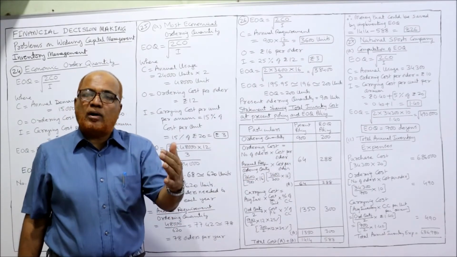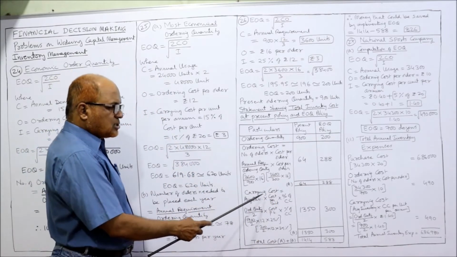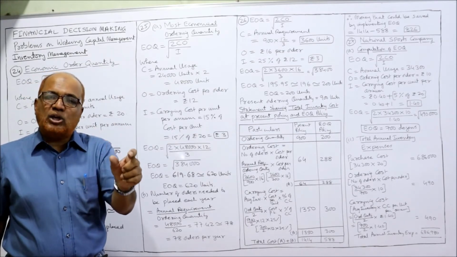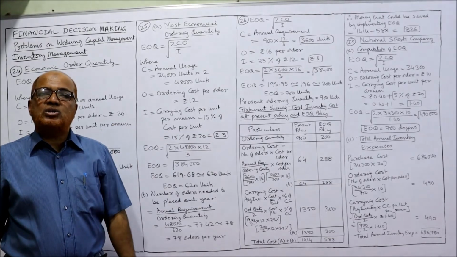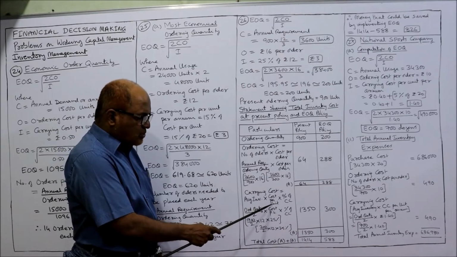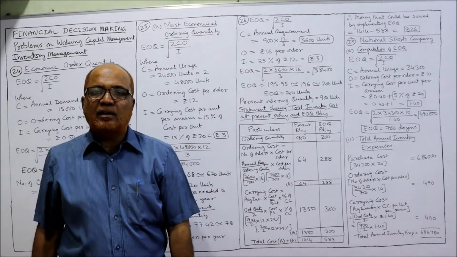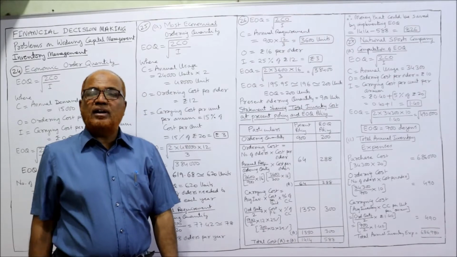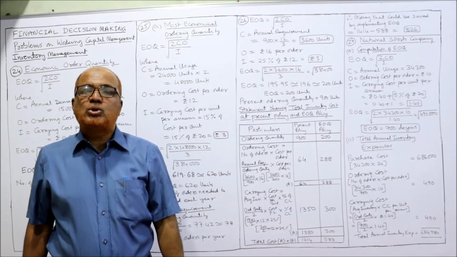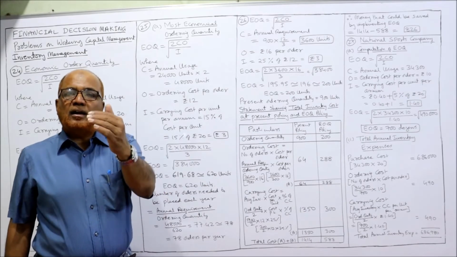No. Apart from ordering cost, one more cost is the carrying cost, that we calculate. The formula for carrying cost is average inventory into cost per unit into percentage of carrying cost. I have written the formula here: average inventory into cost per unit into percentage of CC. CC stands for carrying cost. How to find average inventory? The ordering quantity divided by 2. What is the ordering quantity here? 900 units. So 900 divided by 2.